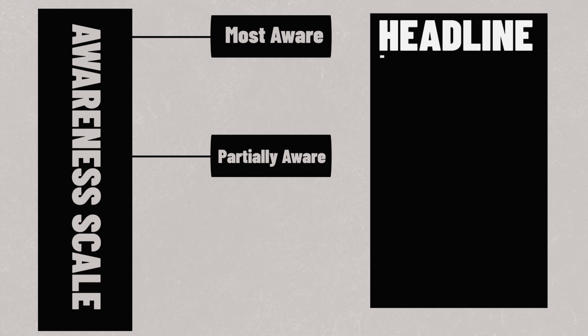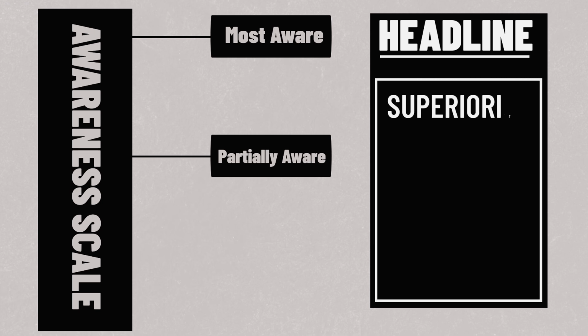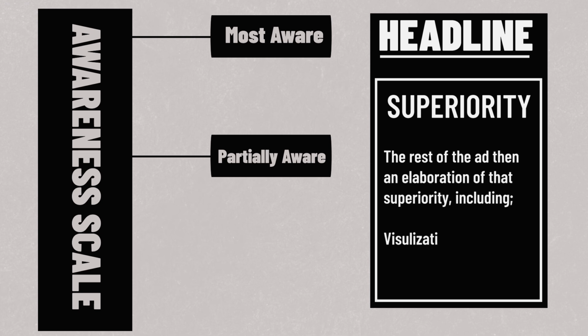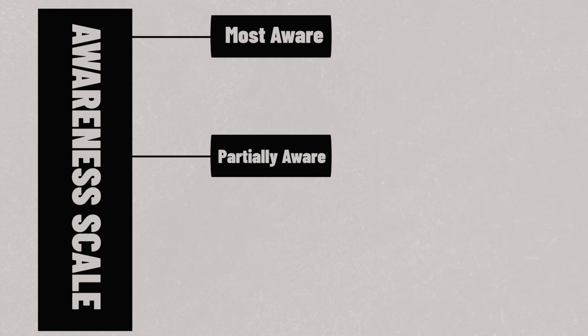You display the name of the product either in the headline or in an equally large logo and use the remainder of the ad to point out its superiority. The rest of the ad is then an elaboration of that superiority, including visualization, documentation and mechanization. When you have finished weaving in every strand of your product's superiority, you're done.